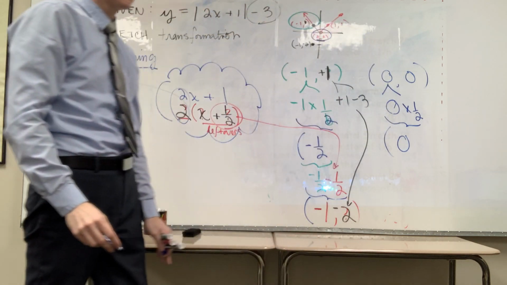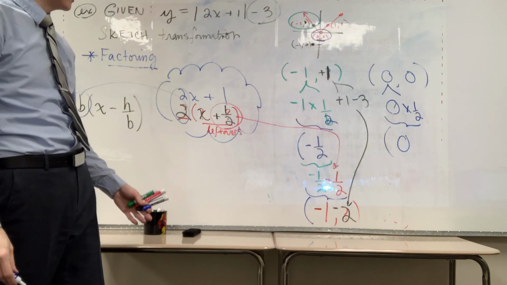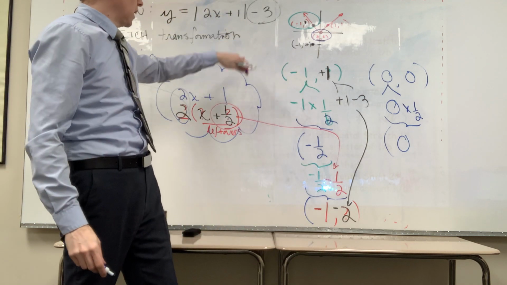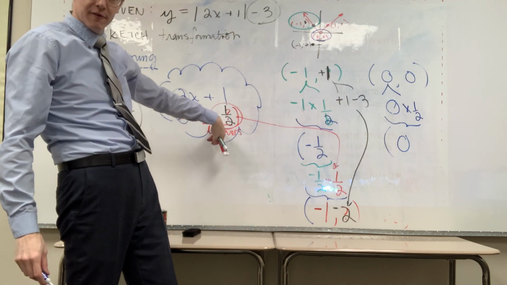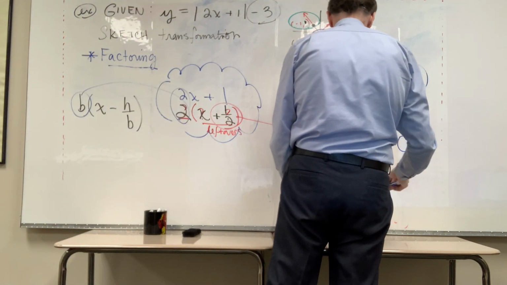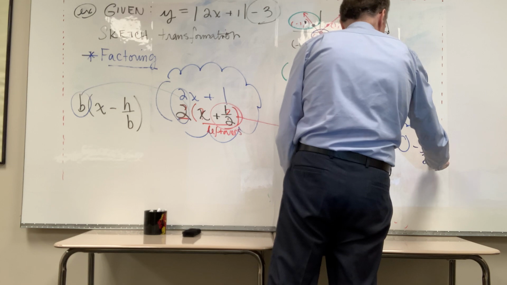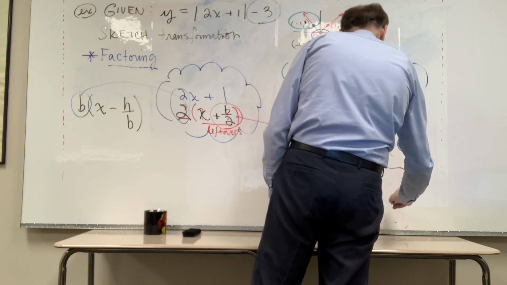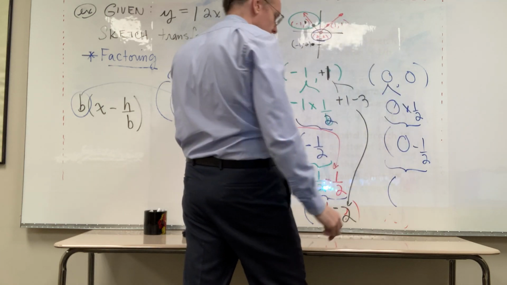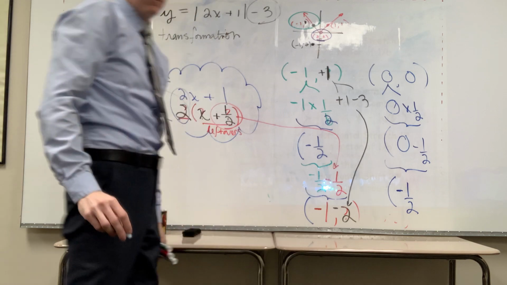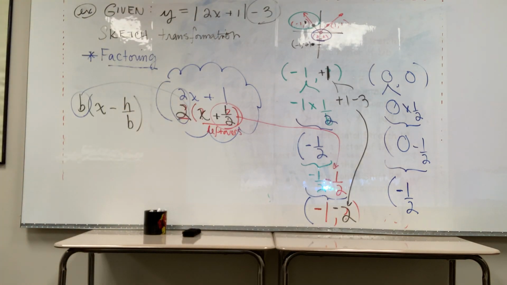Now we're going to horizontally shift because it's in the factored form, it's plus 1/2. We're going to add a half to this, or rather subtract a half from this, which means that for the x component, it's going to be 0 minus a half, which is just negative 1/2.